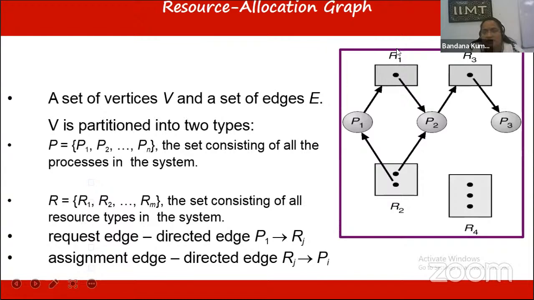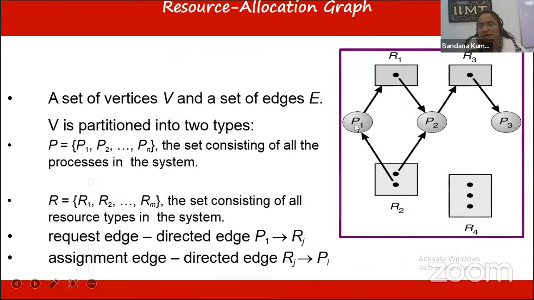This is the resource allocation graph. It has a set of vertices V and a set of edges E. V is partitioned into two types. It means the vertices are partitioned into two types: the set P, which consists of all processes in the system, and the set R, consisting of all resource types in the system.